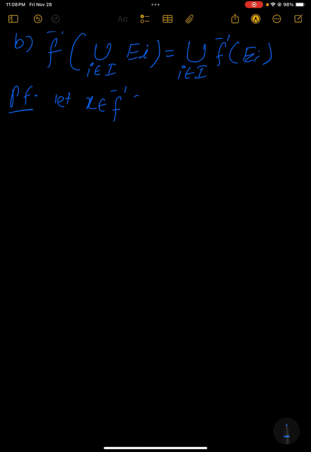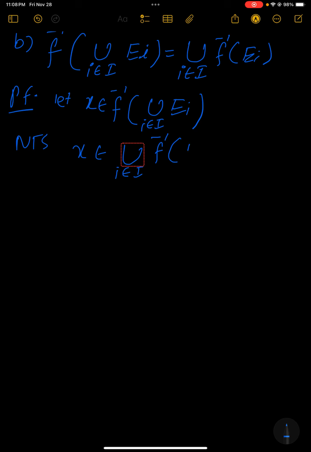Now part b is f inverse of the union over i belonging to the index set I of Ei is actually the union over i belonging to I of f inverse of Ei. So the proof, again we say let x belong to f inverse of the union over i in I of Ei. Now again we need to show that x belongs to the union over i in I of f inverse of Ei.